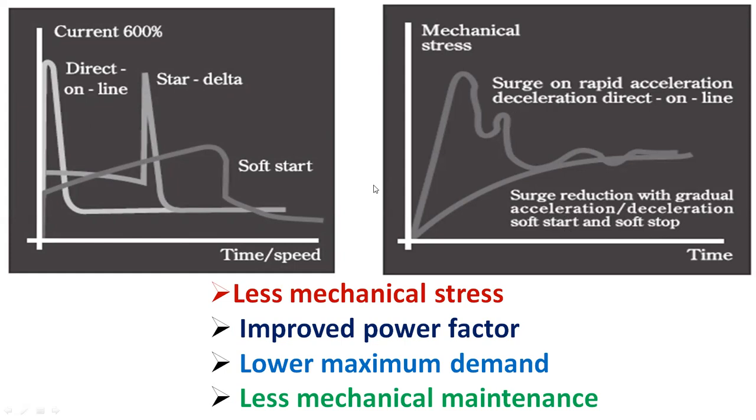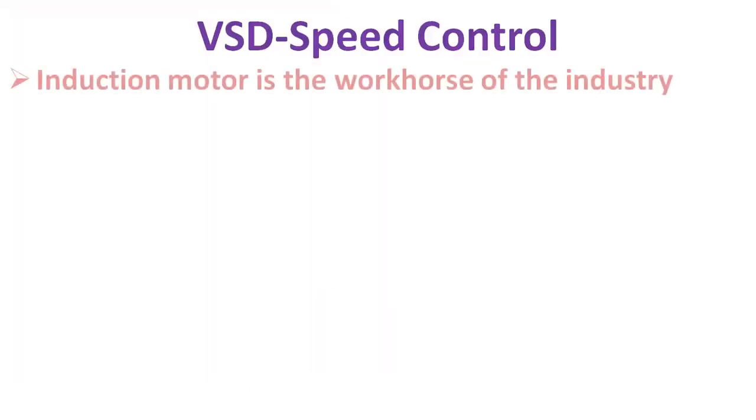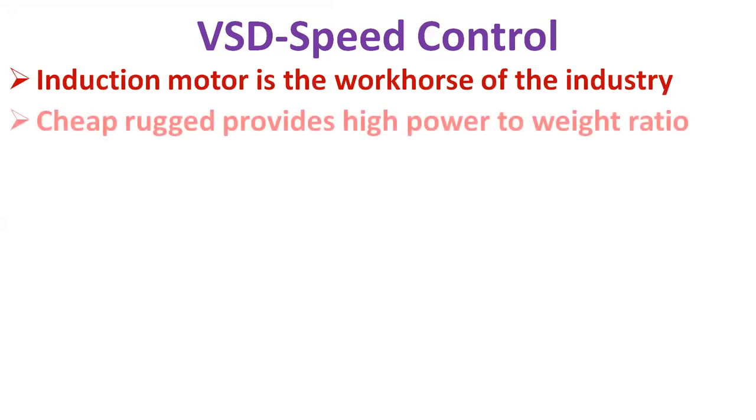The advantages of the soft start can be less mechanical stress, improved power factor, lower maximum demand, and less mechanical maintenance. Then we have the variable speed drives, speed control of induction motors. Induction motor is the workhorse for the industry. It is cheap and rugged and provides high power to weight ratio.